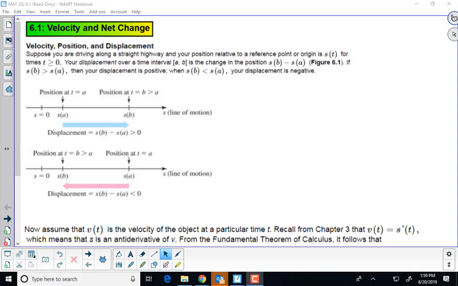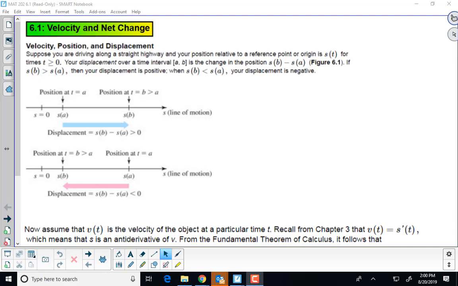We're going to start by talking about velocity and displacement and distance traveled, probably familiar to most of you. We'll go through some of the ideas, some of the concepts. The idea with velocity is that it can be positive or negative. So velocity is typically thought of as a vector because it has both magnitude and direction.